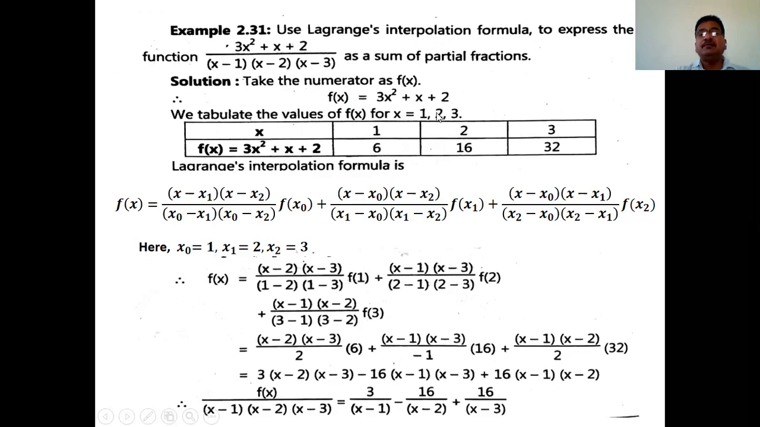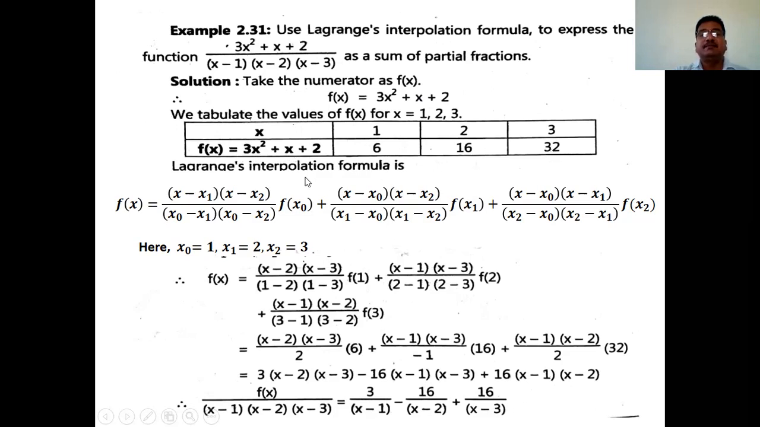In each problem, these x values are not 1, 2, 3. So what are the x values? They are the roots of the denominator. Here, the roots are 1, 2, 3, so write x as 1, 2, 3, and find the value of the function f(x) at 1. How can we find the value at 1? Substitute x as 1: 3 into 1 square is 3, plus 1 plus 2 is 6. Then find f(2) by substituting x as 2: 2 square is 4, into 3 is 12, plus 2 plus 2 is 16. Similarly, substitute x equal to 3 and we have the answer 32.